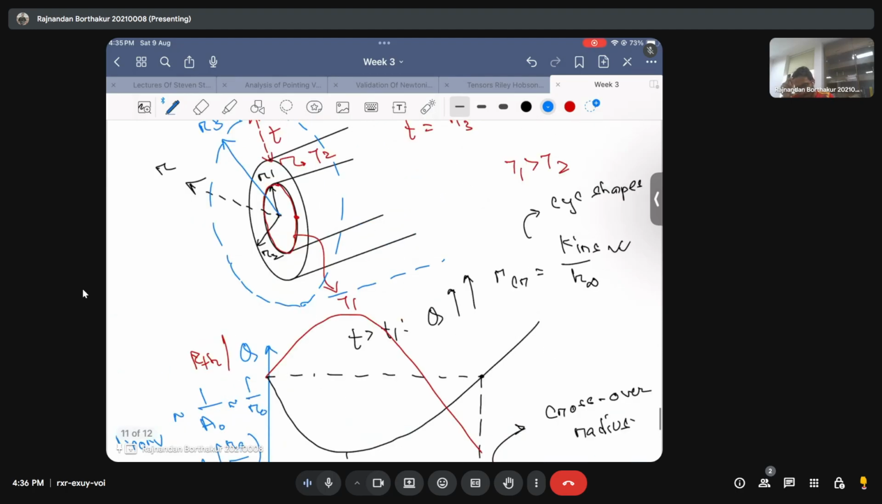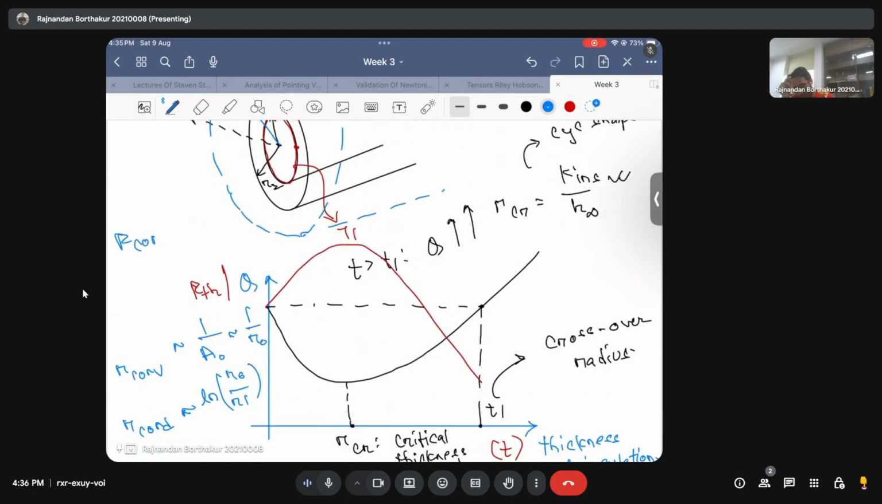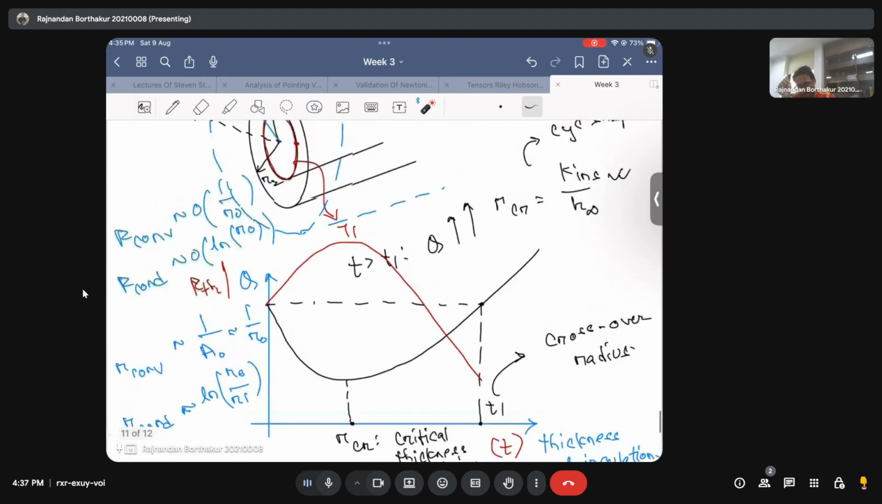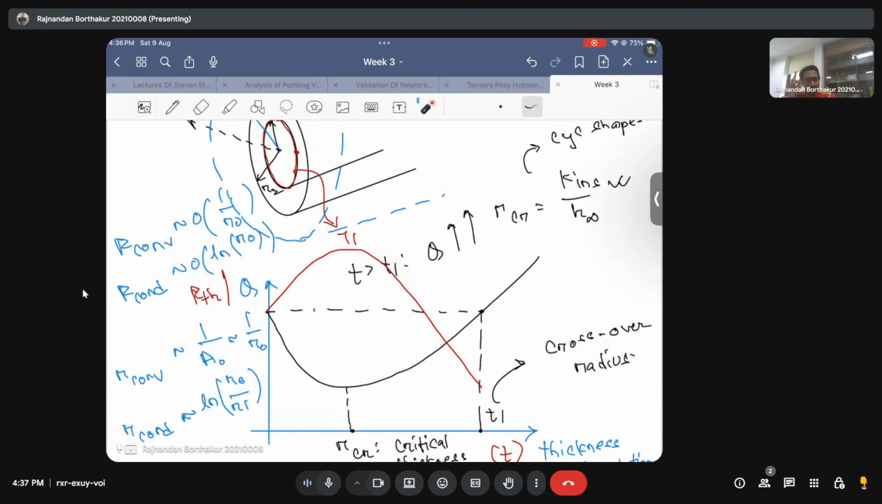So you can see that your R of convection is of the order of 1 by R naught, while your R of conduction is of the order of ln of R naught by Ri. If you consider Ri to be constant, it is of the order of ln of R naught, which means when you increase R naught, your convection resistance decreases and your conduction resistance increases. So that's the reason why you get this shape of the resistance, and that's the reason why you get this shape of the rate of heat transfer.